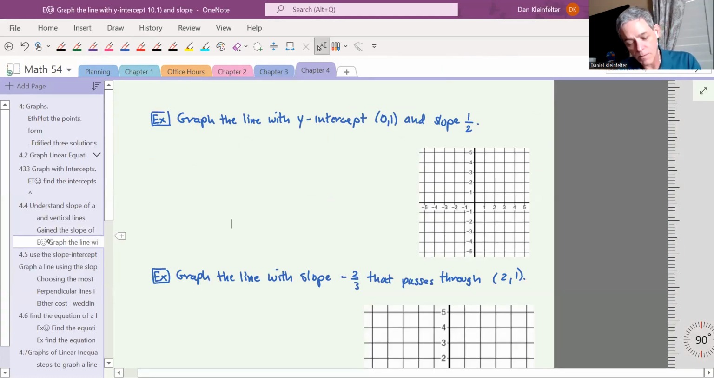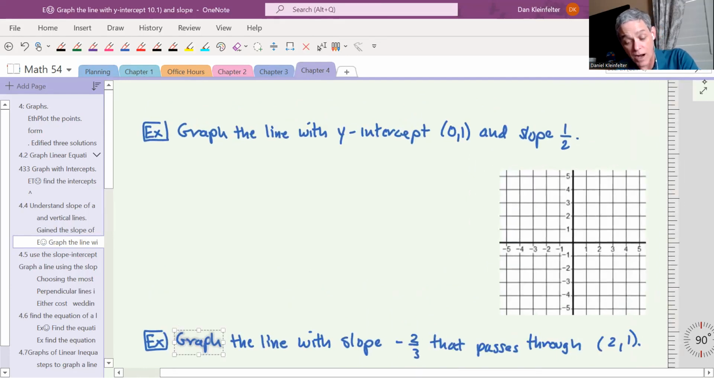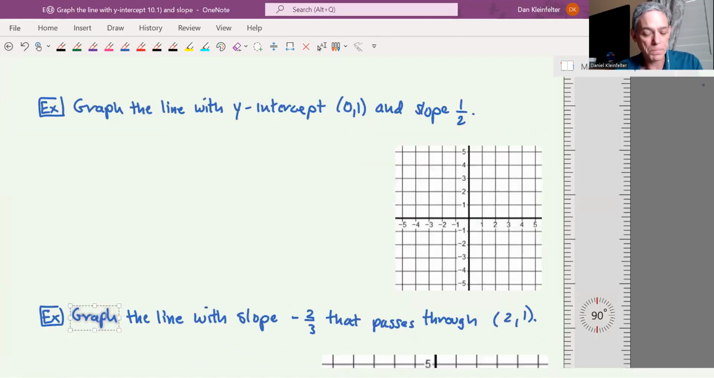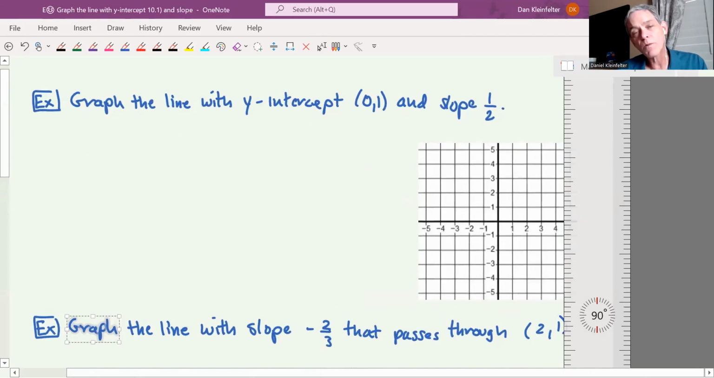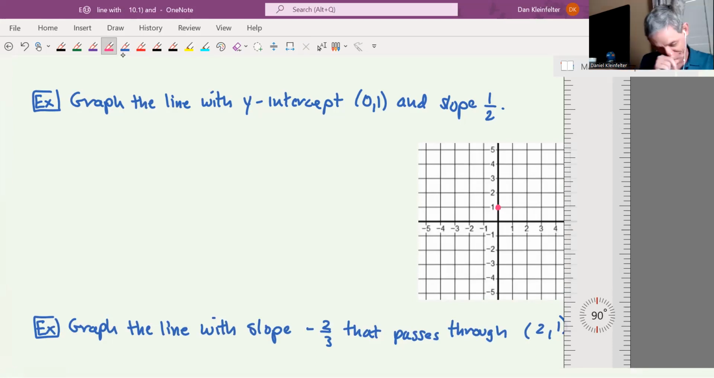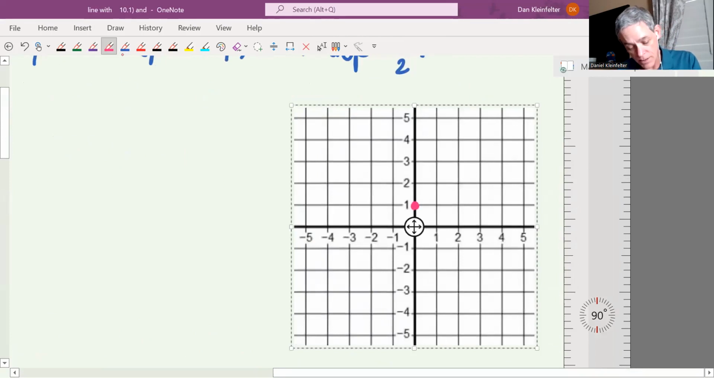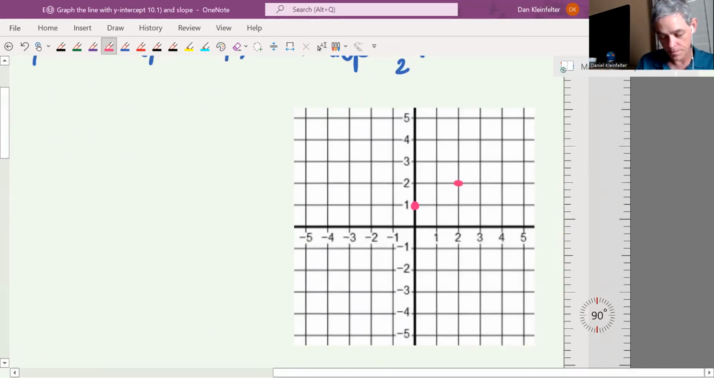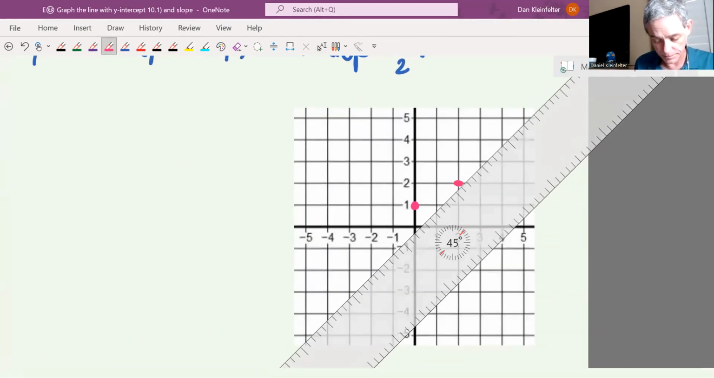Okay, a couple more graphs to do. So maybe pause the video and see how you've done, graph it, and then restart the video and see how you've done. All right, so for this one, we're going to graph the line that has a y-intercept at (0, 1), and then a slope of 1/2. Okay, so the slope is 1/2, so we could go up 1 and right 2. That will do it.